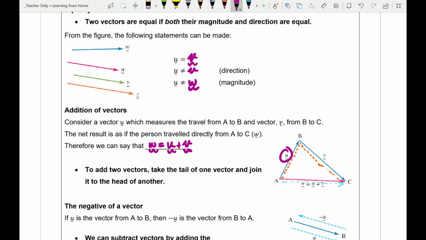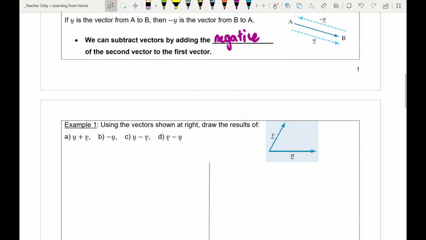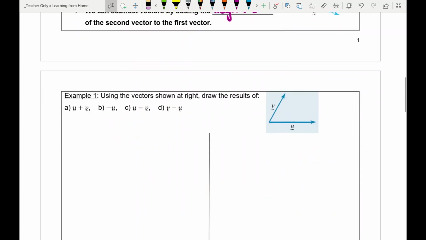The negative of a vector. So if U is the vector from A to B, the negative U is the vector from B to A. So subtraction is really just negative addition. So instead of adding the original vector, we add the negative of the second vector. And that's sort of our workaround for getting subtraction when all we can really do is add. We just add the negative vector. So let's put this into play. Example 1. Use the vectors shown at the right.